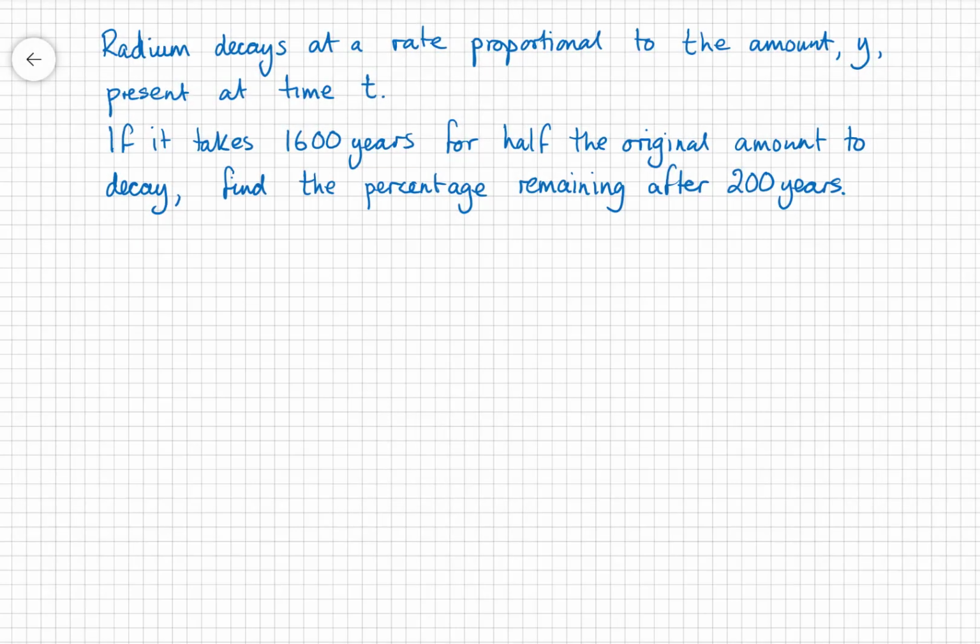In this second example, we're told that radium decays at a rate proportional to the amount y that is present at time t. If it takes 1600 years for half the original amount to decay, find the percentage remaining after 200 years. Why not pause the video for a moment or two now and have a go at forming the differential equation yourself.